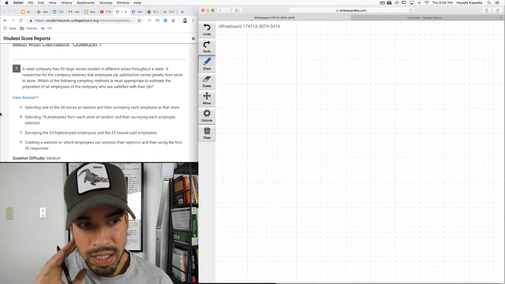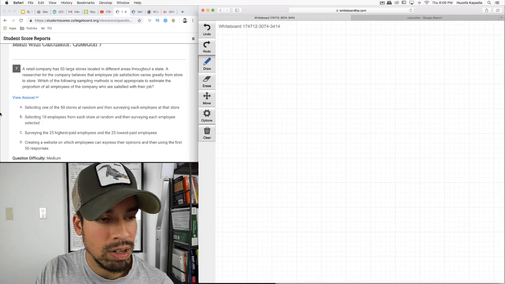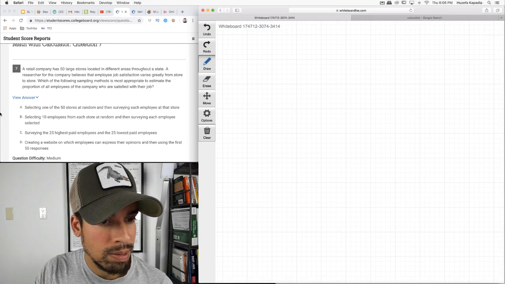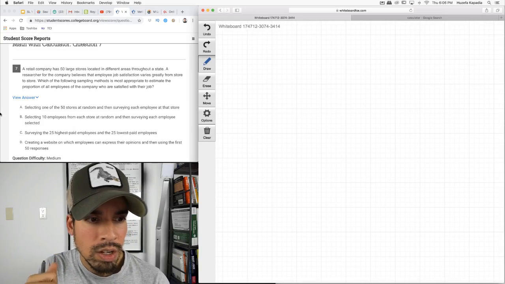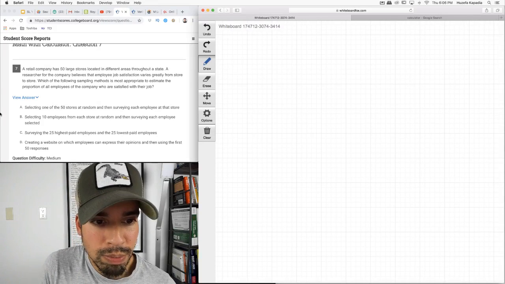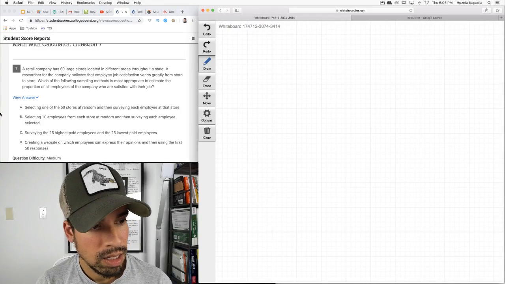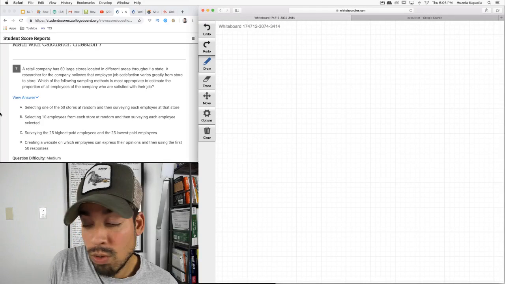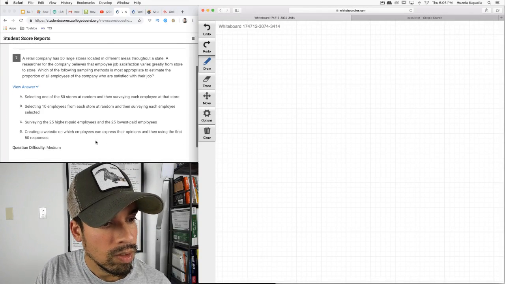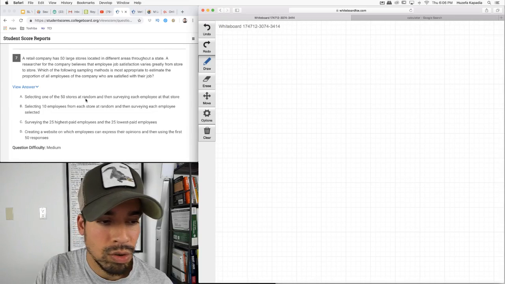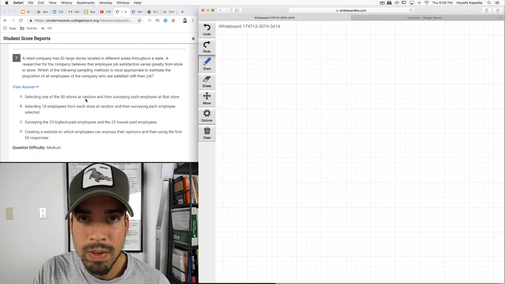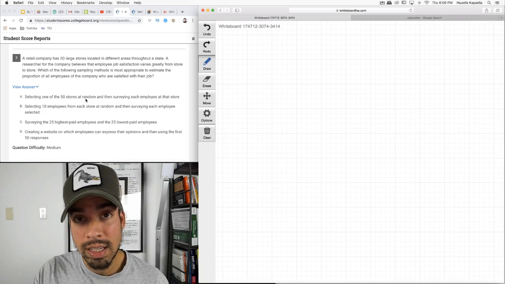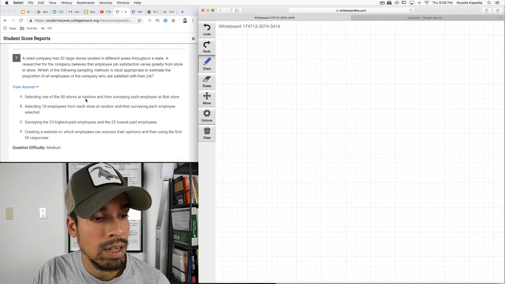A retail company has 50 large stores located in different areas throughout a state. A researcher for the company believes that employee job satisfaction varies greatly from store to store. So which of the following sampling methods is most appropriate to estimate the proportion for all employees of the company who are satisfied? Selecting one of the 50 stores at random. Okay, that's not great because we're getting just one little store. If we got 50 stores, we want to get a better sample. We can do better than that.